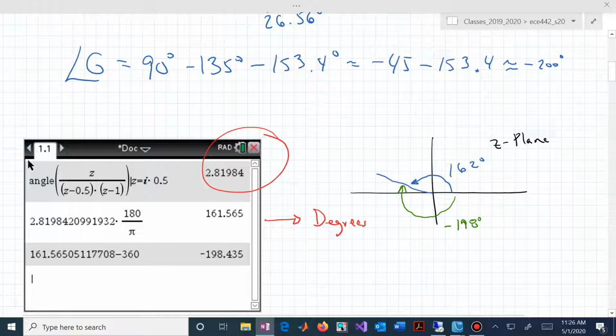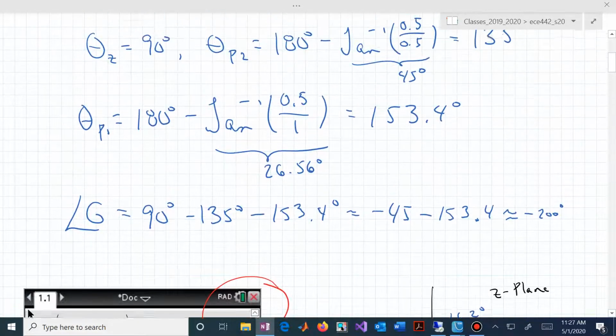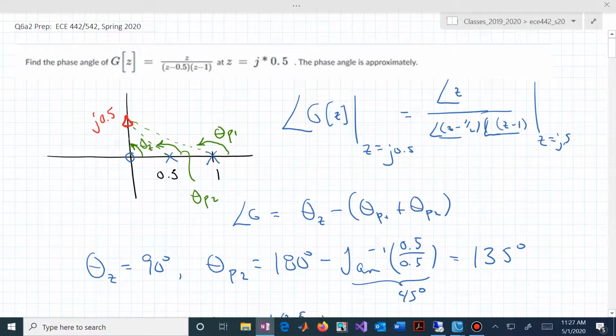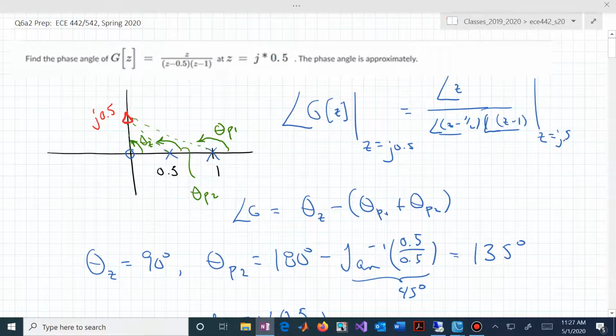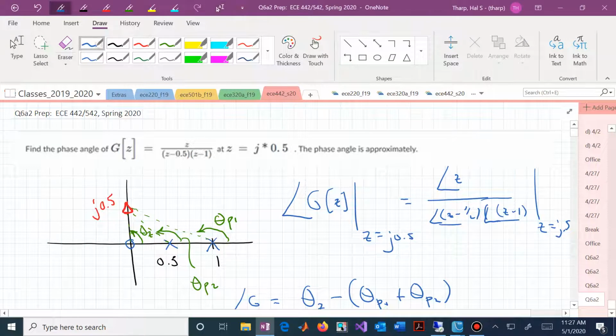But that's now saying, okay, we had minus 198, that's approximately, and approximately is okay. This is now approximately minus 200 degrees. Now you can see, I hope, that I could have asked you for the angle of G anywhere. I could have maybe said, what's the angle of G of Z at this point? And then you would simply have to find those angles.